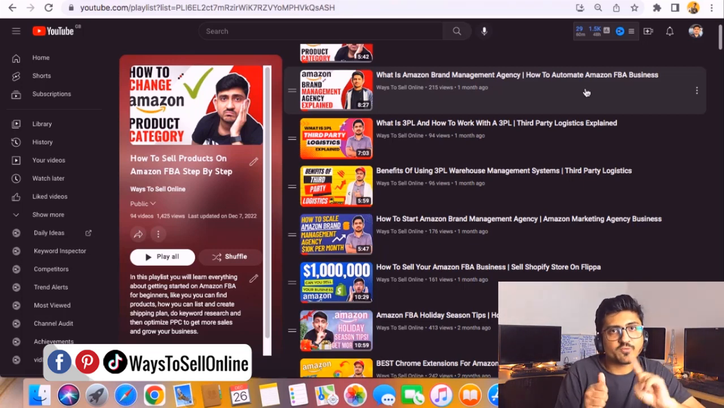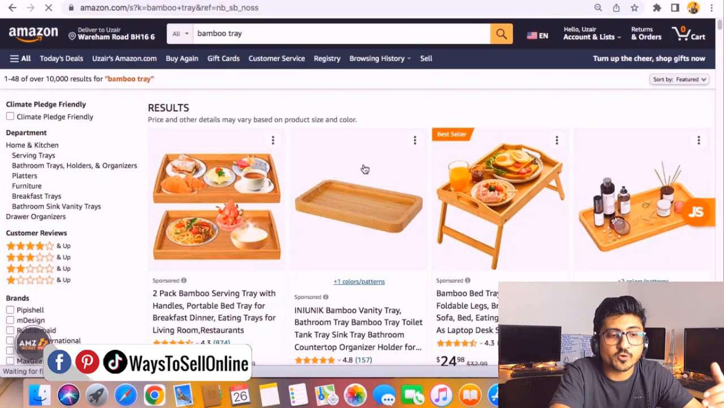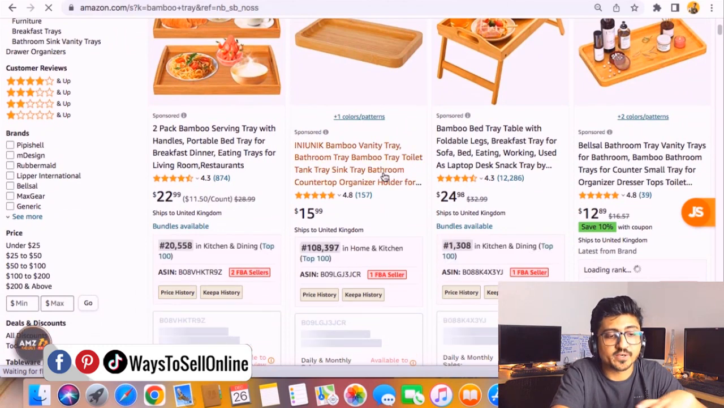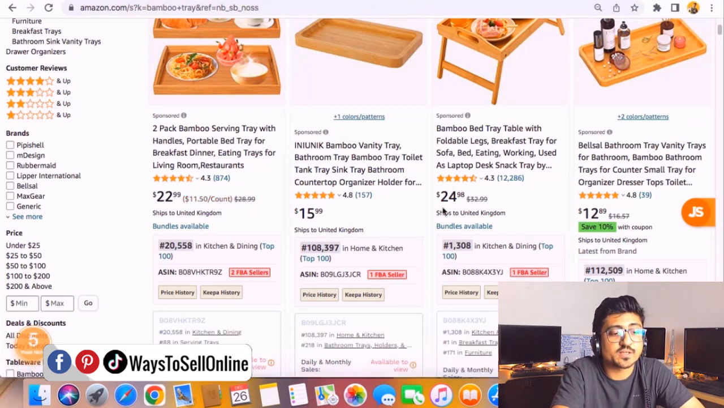And now, along with the first step, after product research, product sourcing is important. You need to go on Amazon and type your product, for example, bamboo tray. Type the keyword for your product and see all of your competitors' listings. Now you can see that here are some sellers selling for $22, and here are some sellers selling for $15, $12, $24.